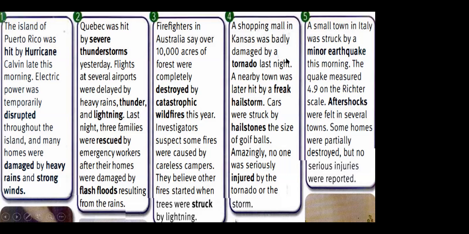A small town in Italy was struck by a minor earthquake this morning. The quake measured 4.9 on the Richter scale. Aftershocks were felt in several towns. Some homes were partially destroyed, but no serious injuries were reported.